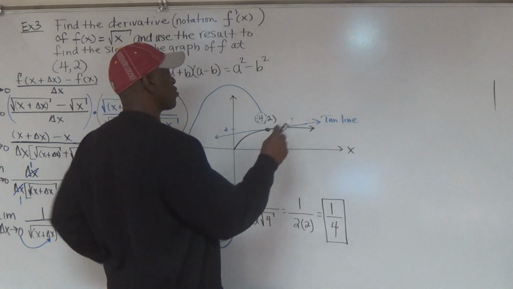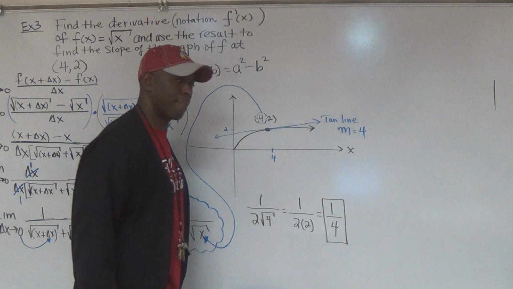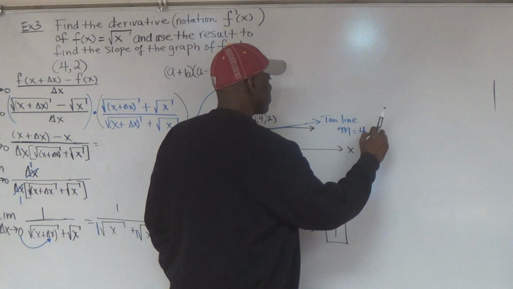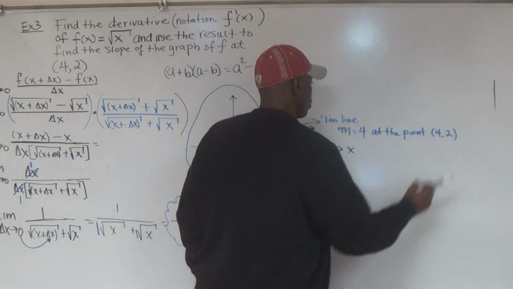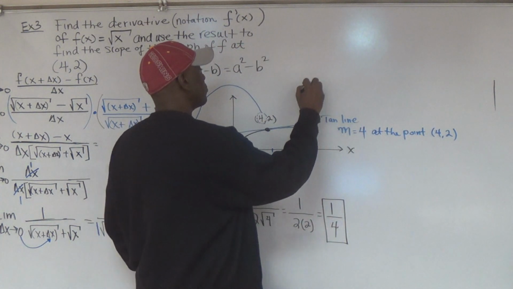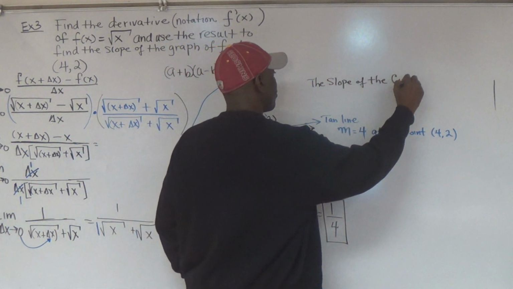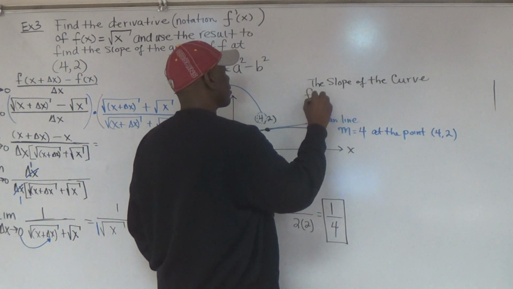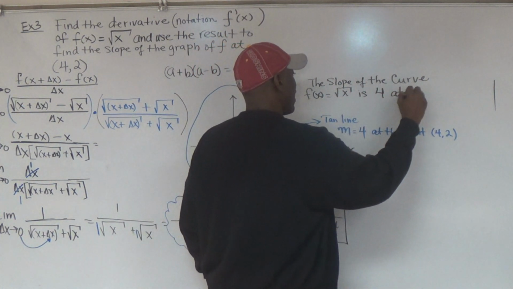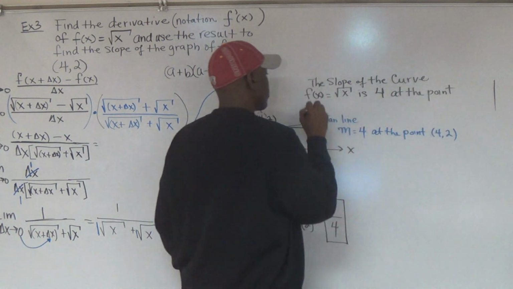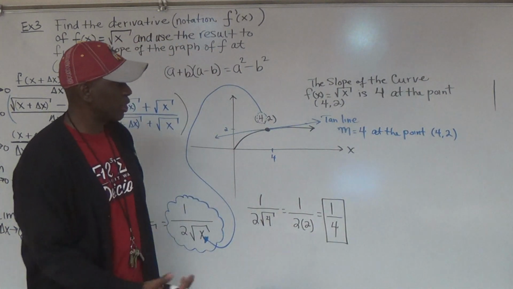And 1/4, this is the slope of the tangent line. So the slope of this blue line is 1/4 at the point 4, 2. Okay? The slope of the curve f of x equals the square root of x is 1/4 at the point 4, 2. And there you go. That's what it's all about.